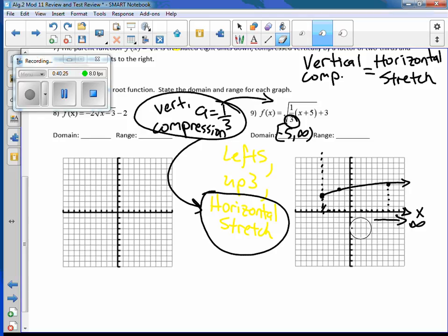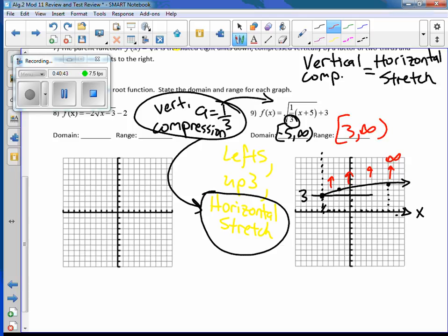And then the range are your y values. So let's go ahead and check that one now. So your range right here, the smallest y value is 1, 2, 3. So the smallest y value is 3, and it's making its way up steadily, little by little, until it gets to infinity. So it's 3 to infinity, and there it is.